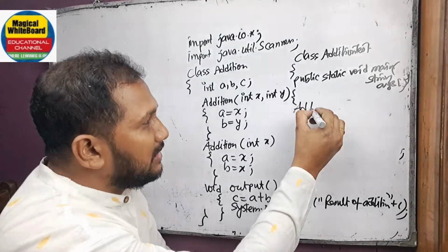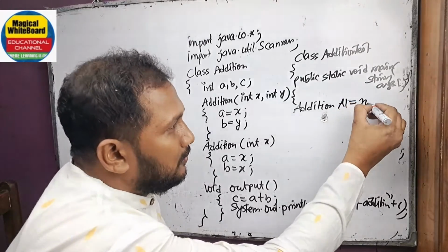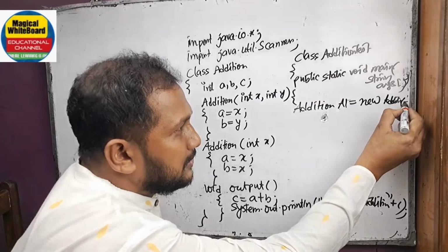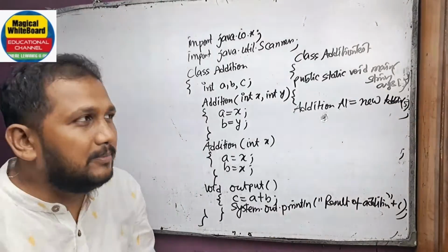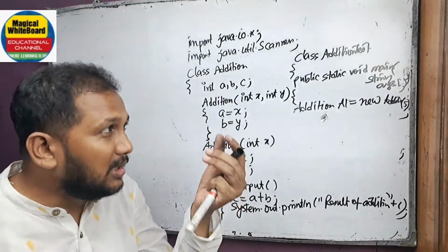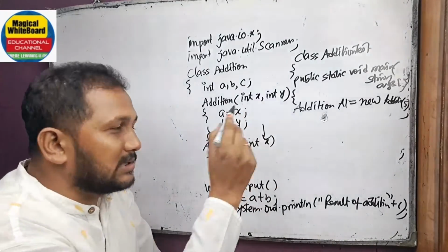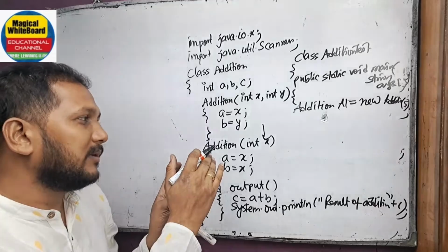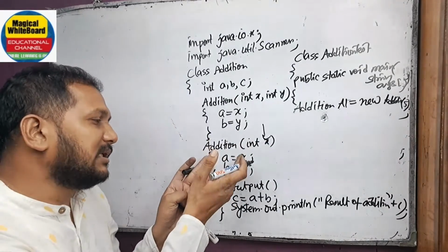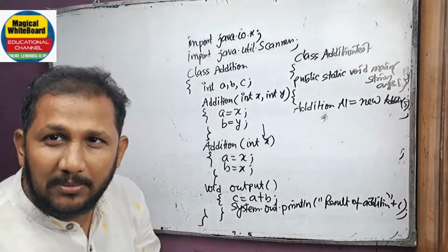Now we have to create the objects. The name of the class is Addition, and suppose we create object a1, new Addition(5). When you write 5, then 5 is transferred to x. When you create object a1, then the value within the object is transferred to the constructor with the parameter x. So x is transferred to this constructor, and x is transferred to the a and b variables.